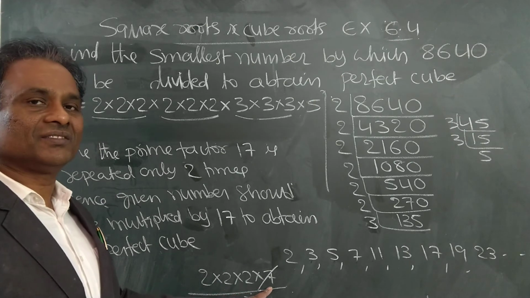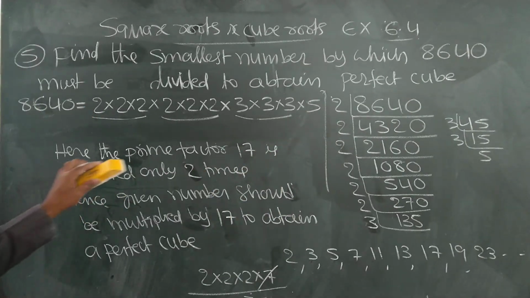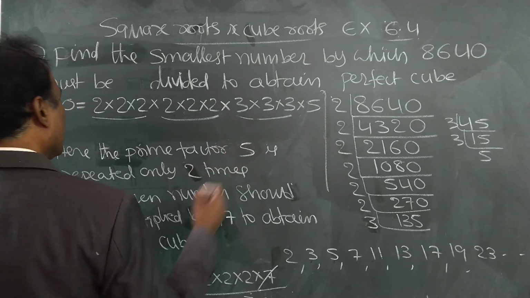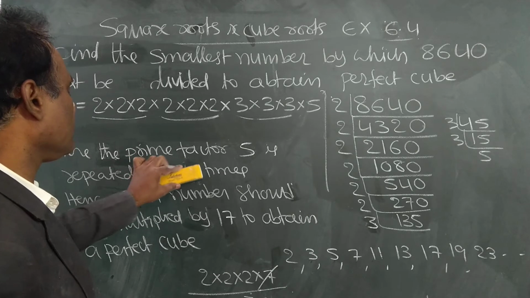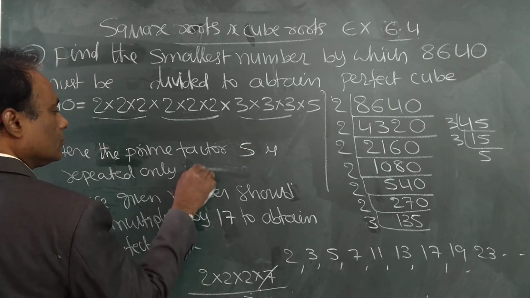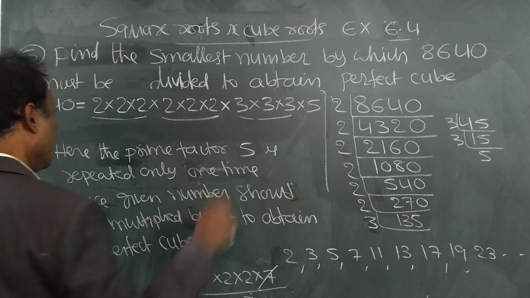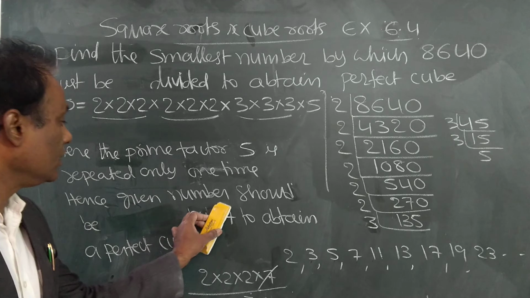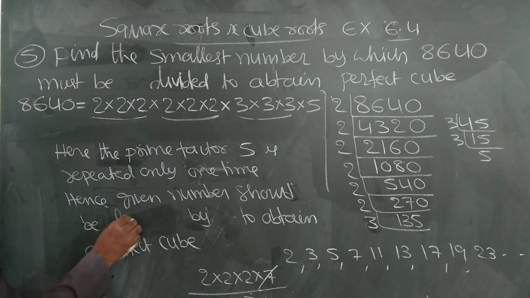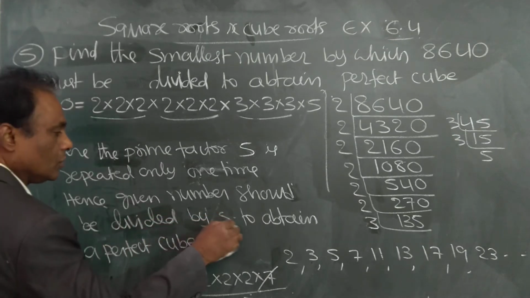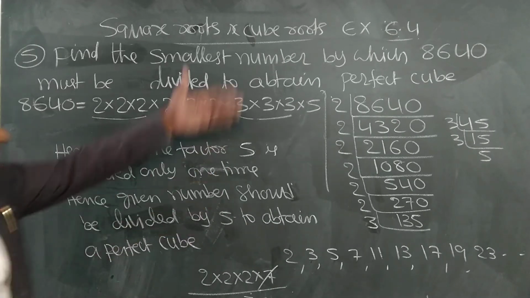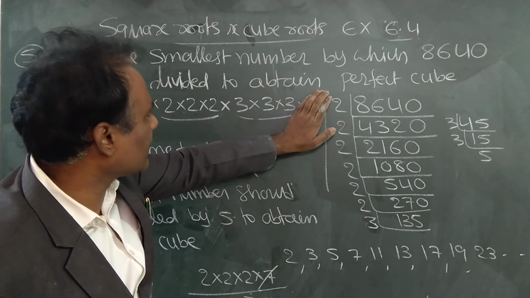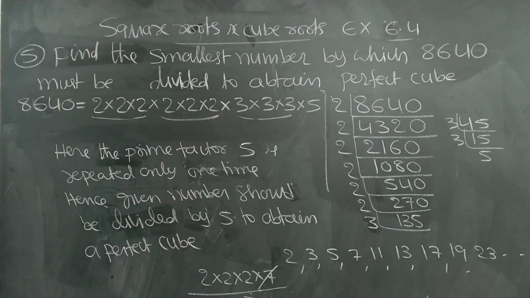Here the prime factor 5 is repeated only 1 time. Hence the given number should be divided by 5 to make it a perfect cube. If you divide with 5, what happens? The 5 gets cancelled, and the remaining is a perfect cube.